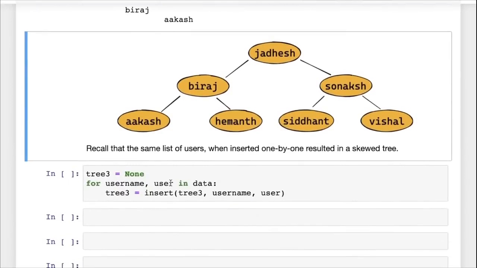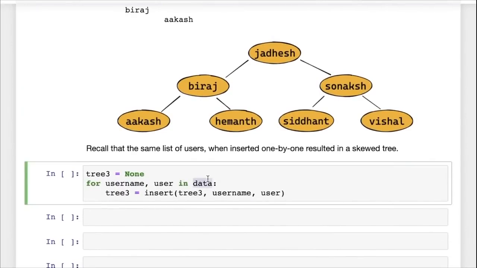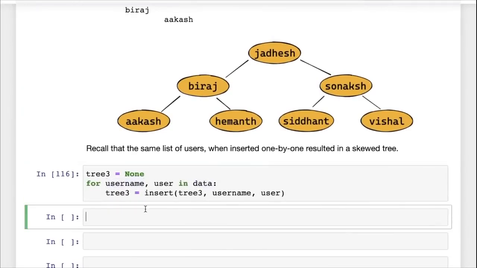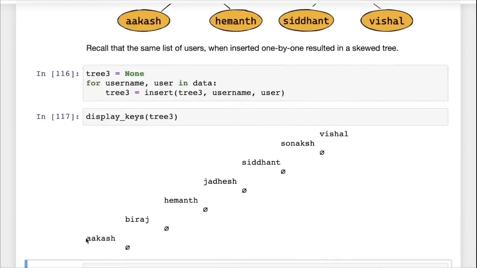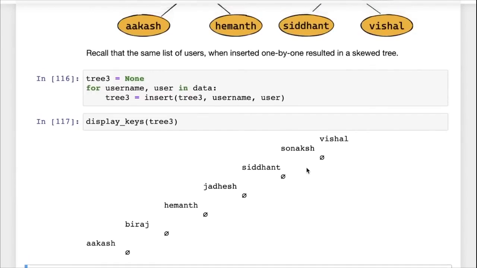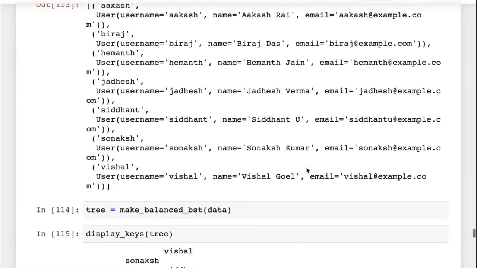Now recall that the same list of users, when inserted one by one, resulted in a skewed tree. Here we are getting the list of users, username and user from data, and inserting them. And you can see that calling display keys on tree 3 returns a skewed tree. Okay. So whenever you have a sorted array and you want to create a balanced BST, the way to do it is to start from the middle out.